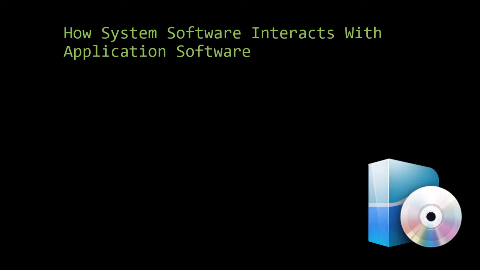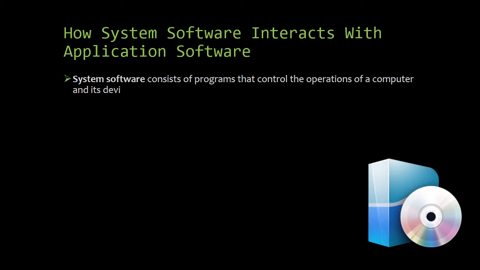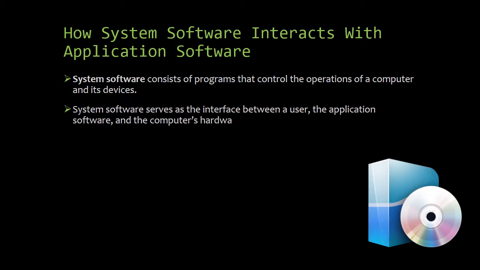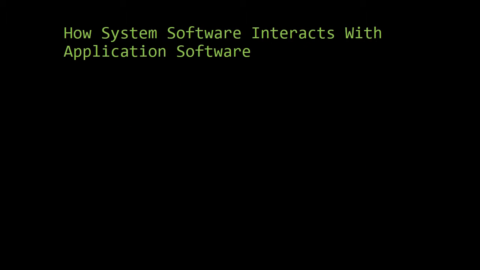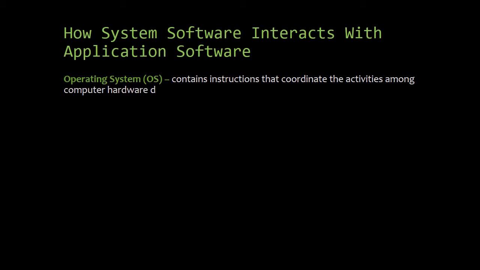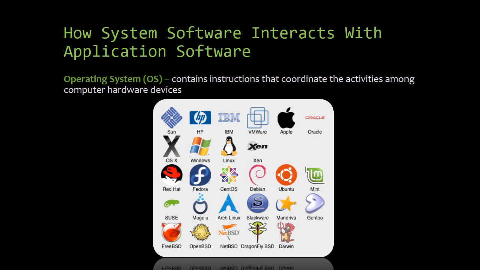How system software interacts with application software. System software consists of programs that control the operations of a computer and its devices. System software serves as the interface between a user, the application software, and the computer's hardware. One type of system software is the operating system. Before application software can be run, the operating system, which contains instructions that coordinate the activities among computer hardware devices, must be loaded from the hard disk into the computer's memory.